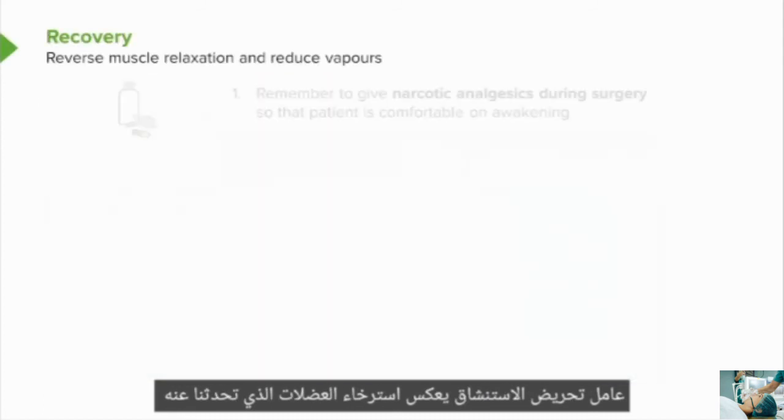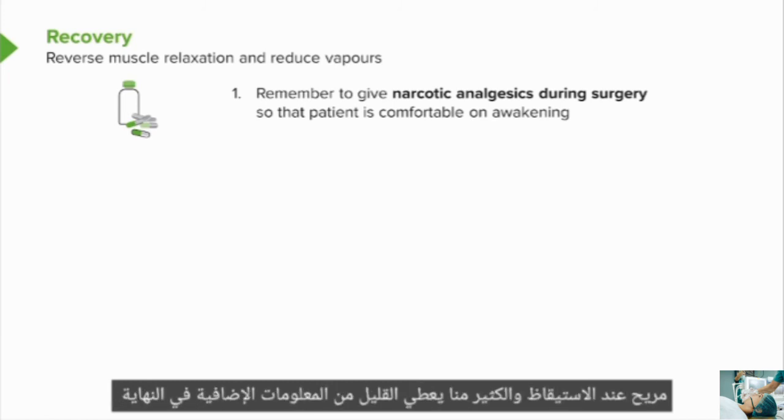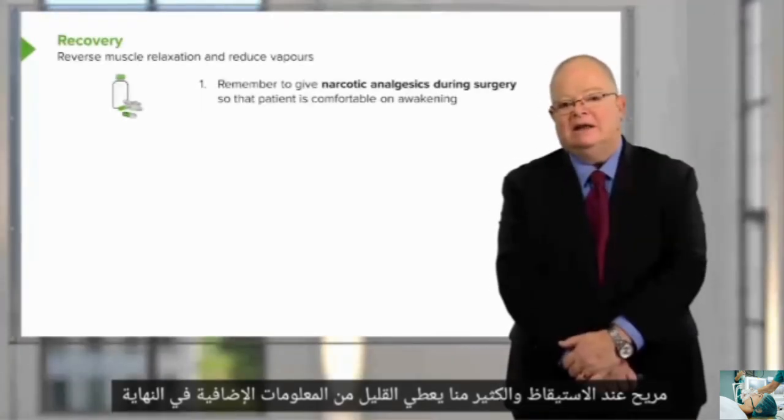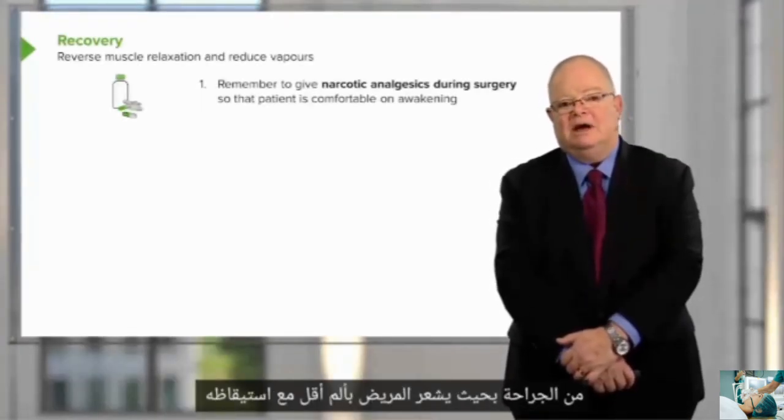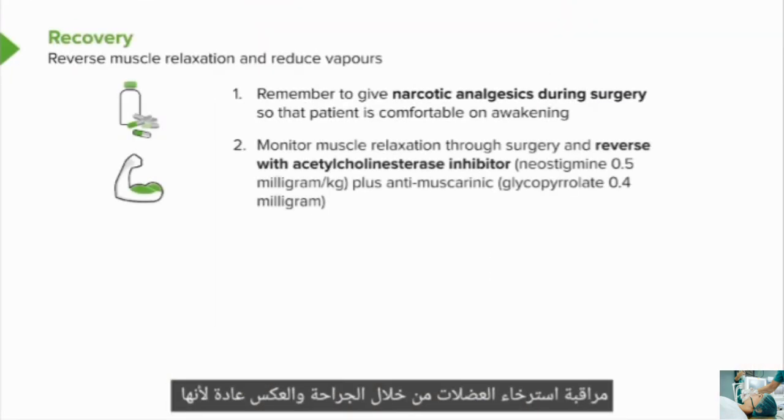Reversing muscle relaxation: we talked about that in a previous lecture. But as an overview of anesthesia in general, maintenance of anesthesia, and leading up to recovery, remember to give narcotic analgesics during surgery so that the patient is comfortable when they awaken. Many of us give a little extra right at the end of surgery so that as the patient is waking up, they'll have a minimum of pain. Monitor muscle relaxation through surgery and reverse, usually, because it's not expensive, with an anticholinesterase inhibitor such as neostigmine, and you have to add in an antimuscarinic such as glycopyrrolate.